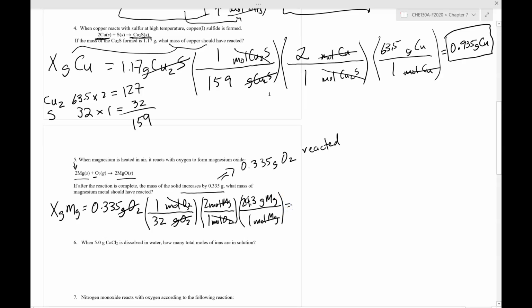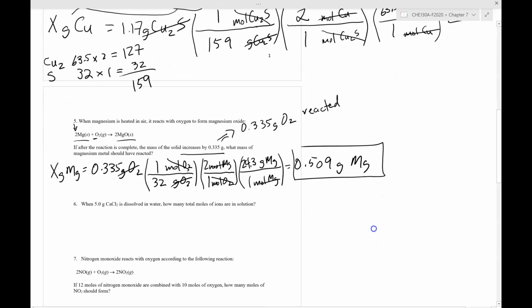So it's going to be 0.335 divided by 32, then that times 2, and then that times 24.3. Again, I encourage you to work these and make sure you're getting the same answer I do, because you can make calculator errors on these, and you want to be practiced with your calculator before you take your exam. This comes out to me to be 0.509 grams of magnesium is how much should have reacted.